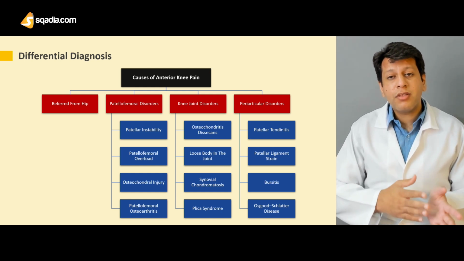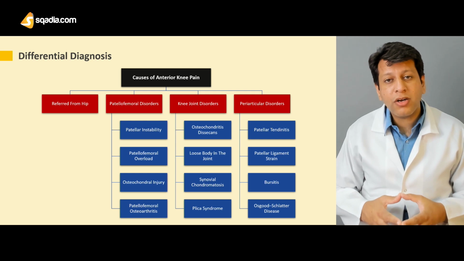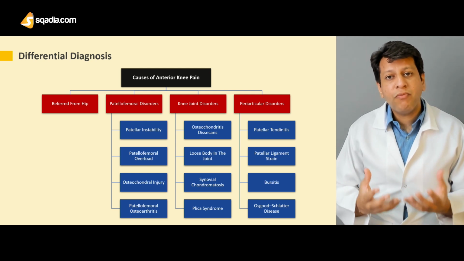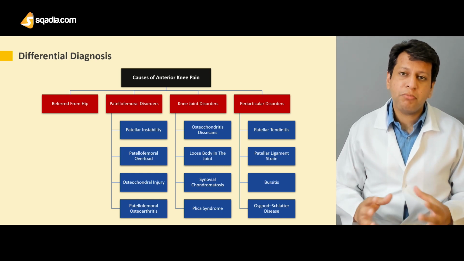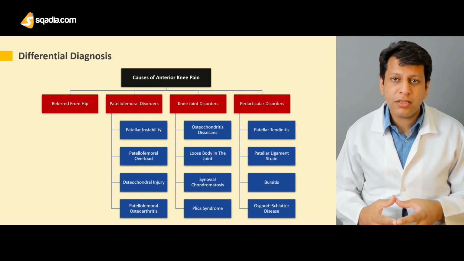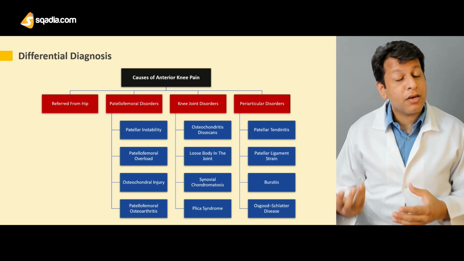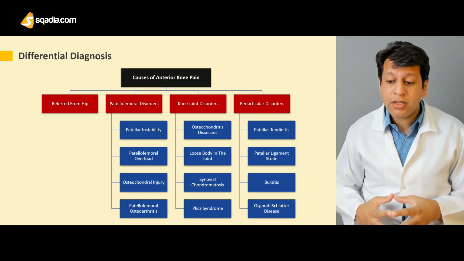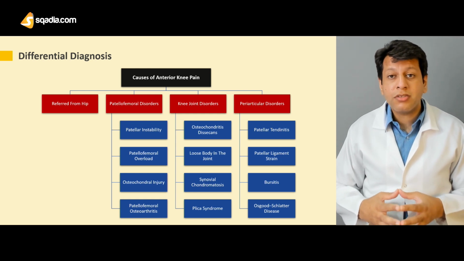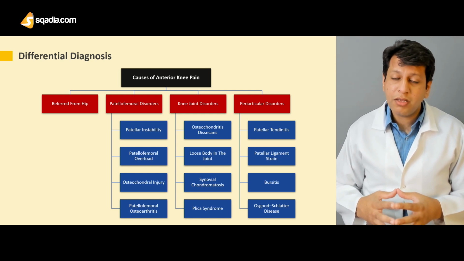And if it is not in these three, this could be related to periarticular causes. For example, the patellofemoral joint and knee joint may be normal, but outside or around the patella, there could be other things like patellar tendonitis, bursitis, patellar ligament strain, or even Osgood-Schlatter disease, which may present with anterior knee pain as well.